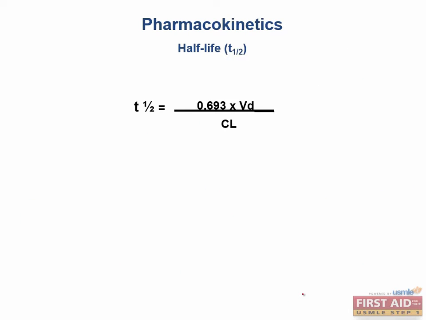The equation is half-life is equal to 0.693 times the volume of distribution divided by the clearance. And again, this is only useful for first-order elimination. These equations will probably not show up on your exam considering we are physicians, not pharmacists, but you still have to understand the concepts because we work with pharmacists all the time.